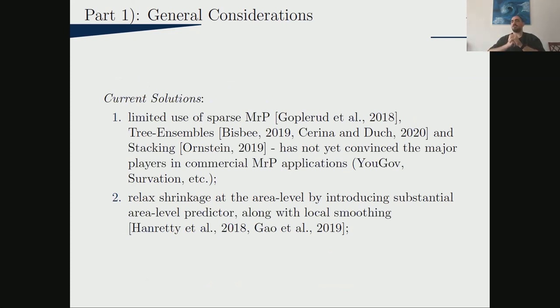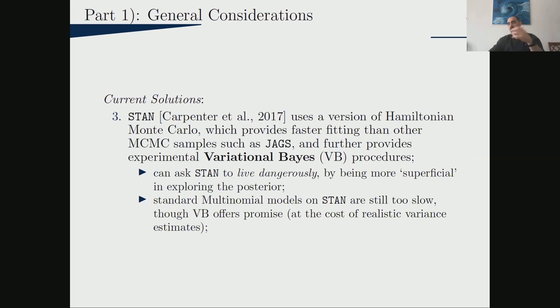So current solutions are to use some of these machine learning tools for sparse MRP. And these have been sparse MRP, tree ensembles, but these have not yet convinced the major players in commercial MRP applications. And finally, you can relax shrinkage, again thinking about this bias variance trade-off, by introducing a substantial area level predictor and local smoothing as well. And we can do so reasonably computationally expediently with Stan, which uses a version of Hamiltonian Monte Carlo and provides much faster fitting times than JAGS, for example. And you can also ask it to live dangerously and be a little more superficial in exploring the posterior. But still, this tends to be a little slow for large N.